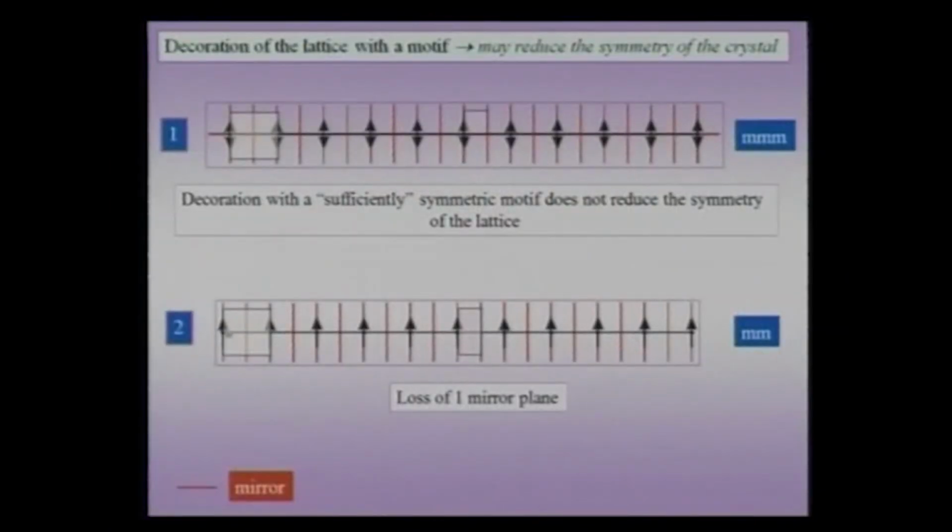Let us analyze the symmetry of this crystal. You can clearly see the horizontal mirror has been destroyed.